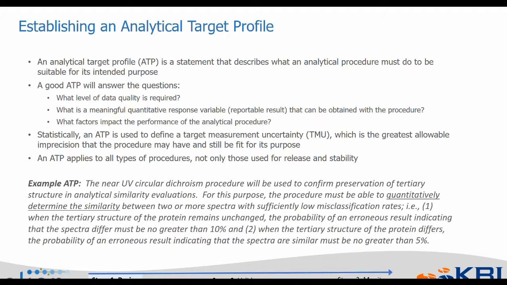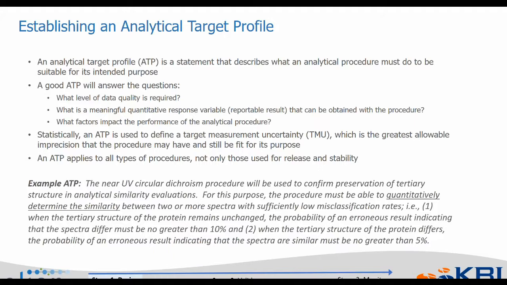A quick point on when ATP is useful. I'm sure some of you have used an ATP in the past and are familiar with this concept for release and stability procedures. We find it valuable to use for characterization methods as well. Circular dichroism is traditionally used as a characterization tool, and we believe it can be used also in a release and stability context. I've included an example ATP at the bottom of this slide.